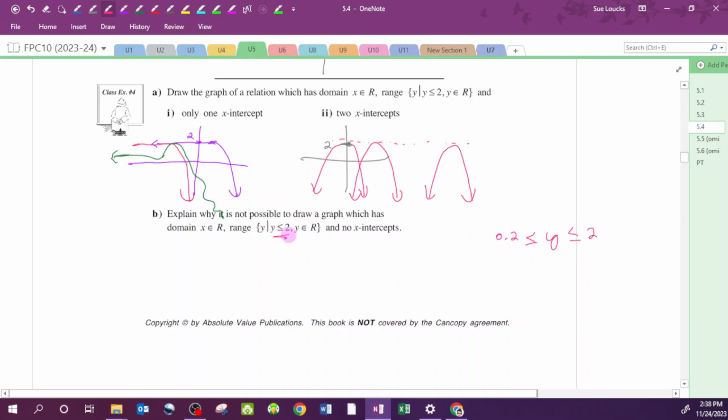So that wasn't this. This one is y is anything less than 2. So it's going to have to cross the axis. This is all x, all real x values, and this graph goes from 2 to negative infinity, so it must cross the x-axis. So that's why.